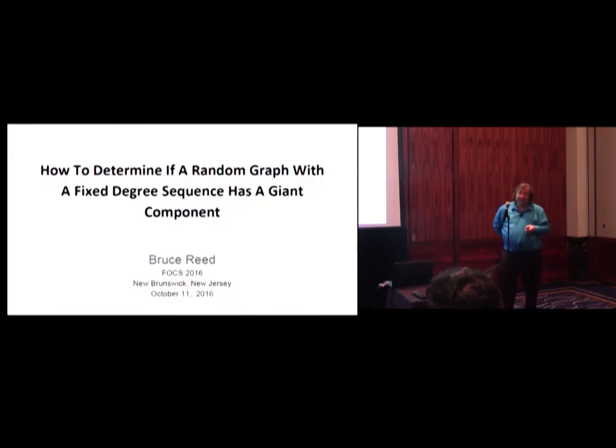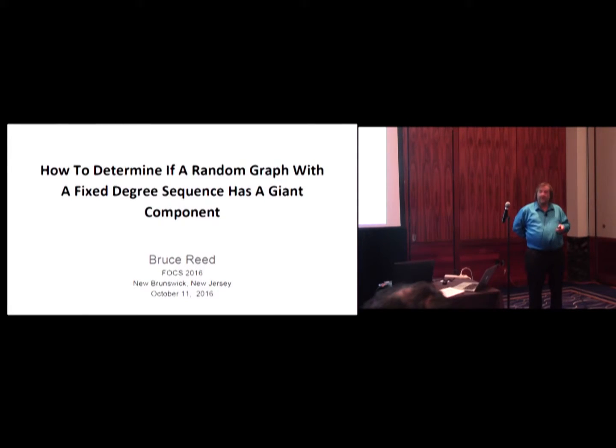So a giant component, I think you probably all know, is just a component which has a linear proportion of the vertices. Okay? A constant fraction of the vertices. So our question is going to be about whether or not there's a large component in the graph.